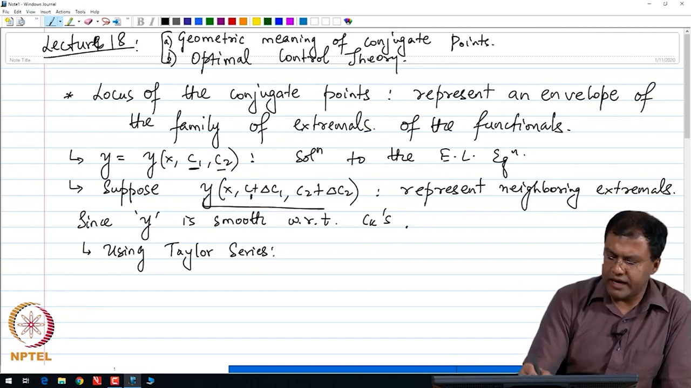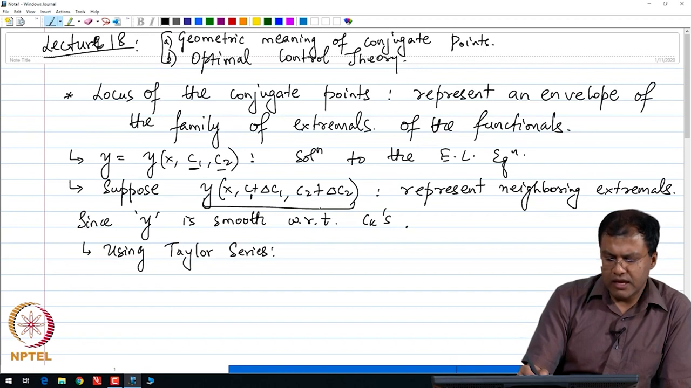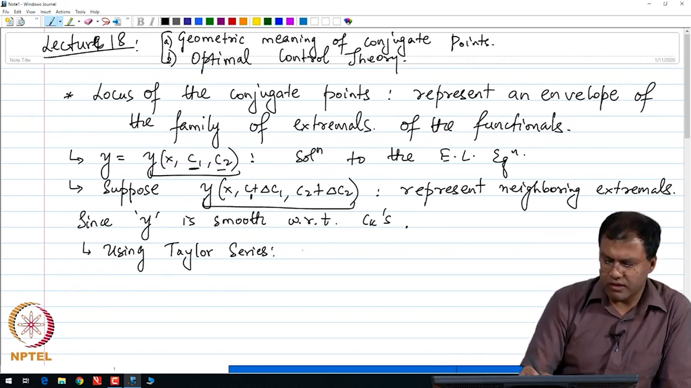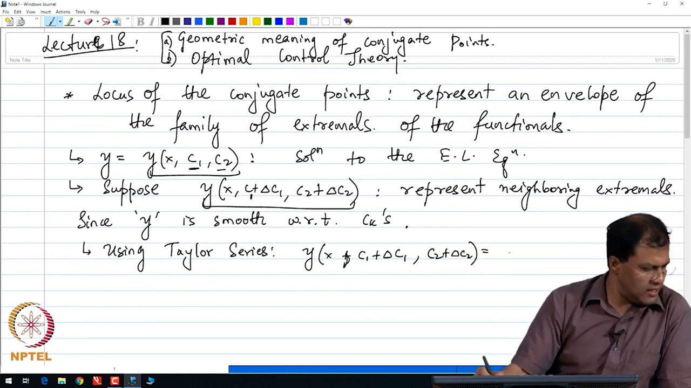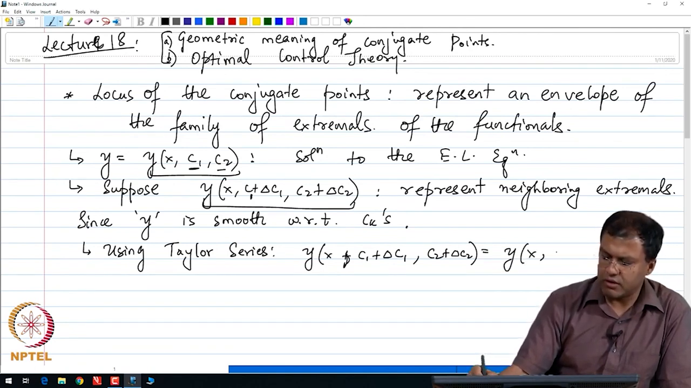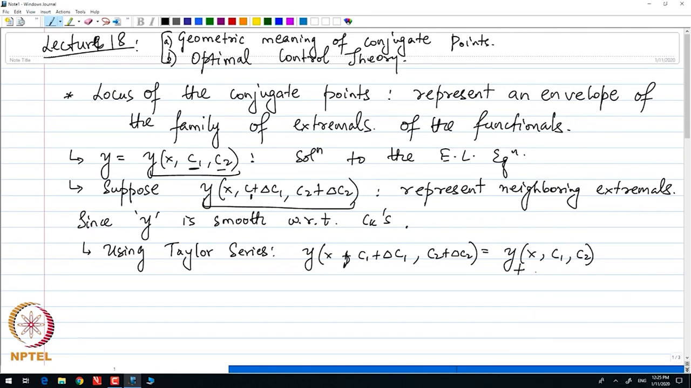So, I am going to expand this perturbed value of the extremal in terms of the original extremal. I see that y of x comma c1 plus delta c1 comma c2 plus delta c2, using Taylor series, will be y of x comma c1 comma c2, the original extremal, plus the first order term delta c1 times del y del c1 plus delta c2 times del y del c2, right. And then plus order delta c squared terms, higher order terms.